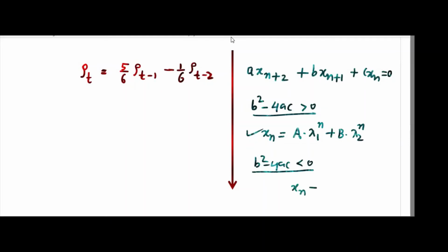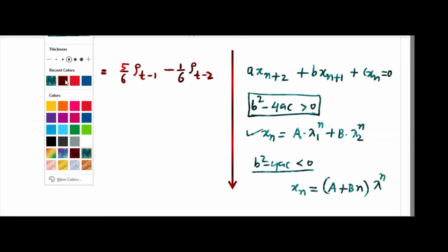If b square minus 4ac is negative, then xn will be equal to a plus bn lambda n, okay? Similarly, if that is 0, we have another. We are not interested now, because most of the questions you will get, in fact all the questions till today, will normally use the positive case. Okay, we use this one. Even as we are doing this question, for more details you can go through the formula.